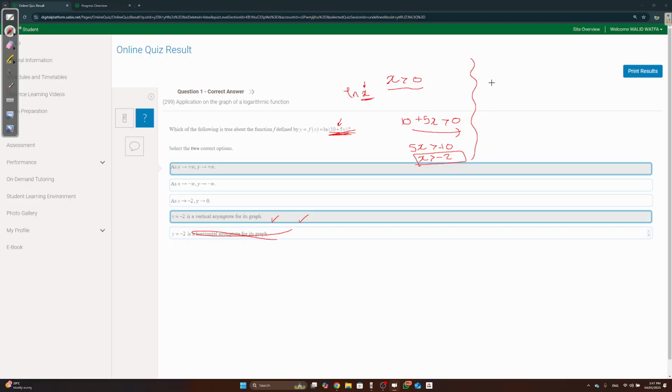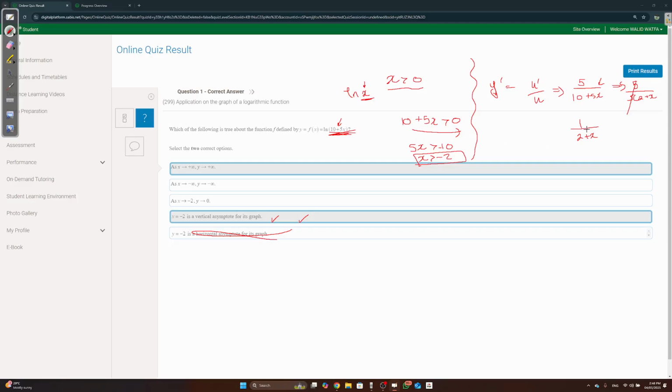Okay, y prime, find your derivative, always. For the behavior, figure out your derivative. Y prime is what? U prime over u, right? For ln, it's u prime over u, so it's going to be 5 over 10 plus 5x. You can actually factor out 5, and you're going to get 2 plus x and cancel up and down, so you're going to get 1 over 2 plus x.